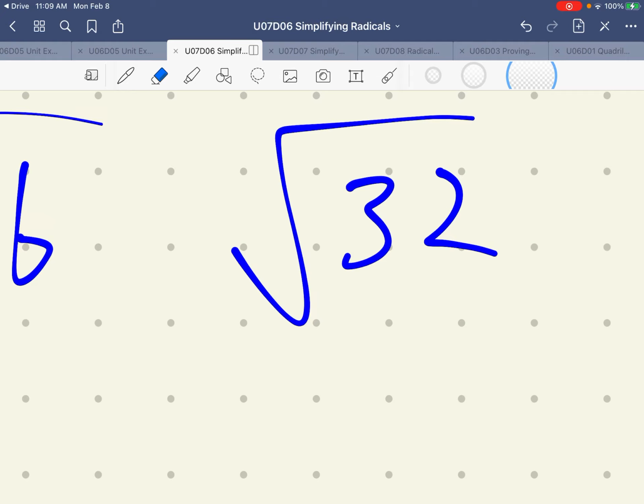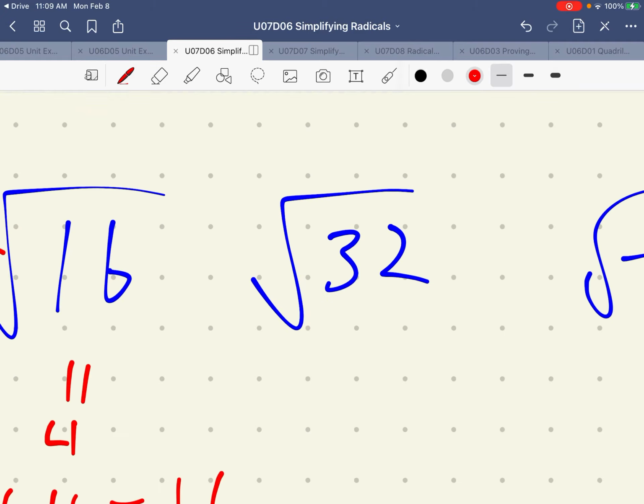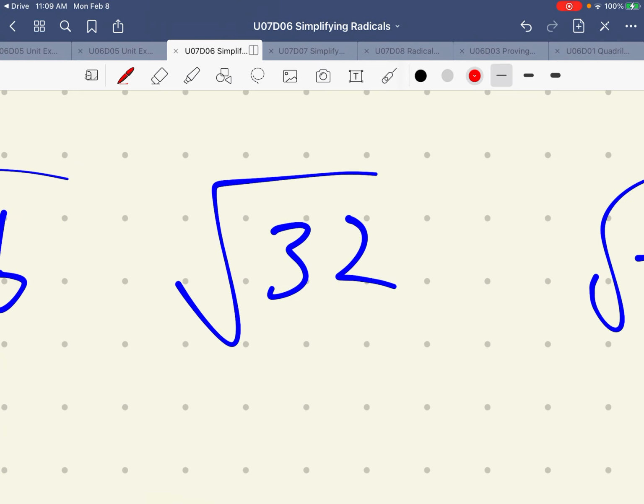Now, we can still do what's called simplifying a radical, which means to factor out all of the perfect square factors of radical 32. The way we're going to do that is we're just going to make a list of numbers that go into 32. So 1 and 32, 2 and 16, 4 and 8, and I believe that is all of them. And we're going to look for the largest perfect square among them.